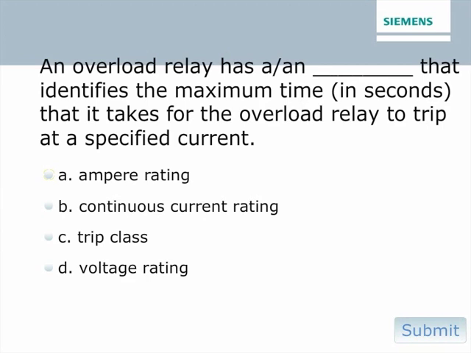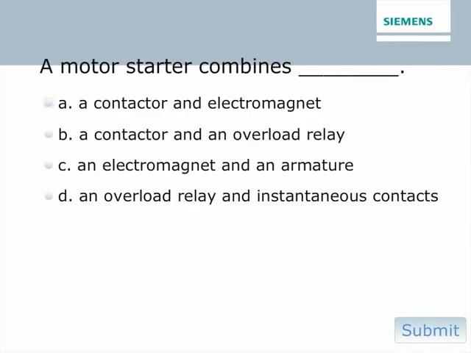Question 7. An overload relay has A/an blank that identifies the maximum time in seconds that it takes for the overload relay to trip at a specified current. Is it A, ampere rating, B, continuous current rating, C, trip class, or D, voltage rating? Question 8. A motor starter combines blank. Is it A, a contactor and electromagnet, B, a contactor and an overload relay, C, an electromagnet and an armature, or D, an overload relay and instantaneous contacts?